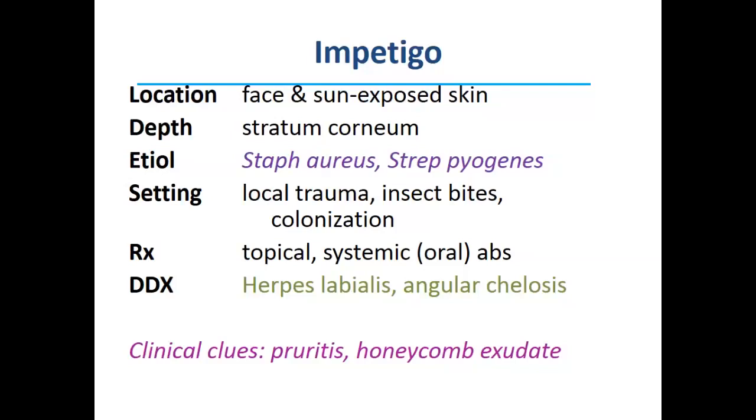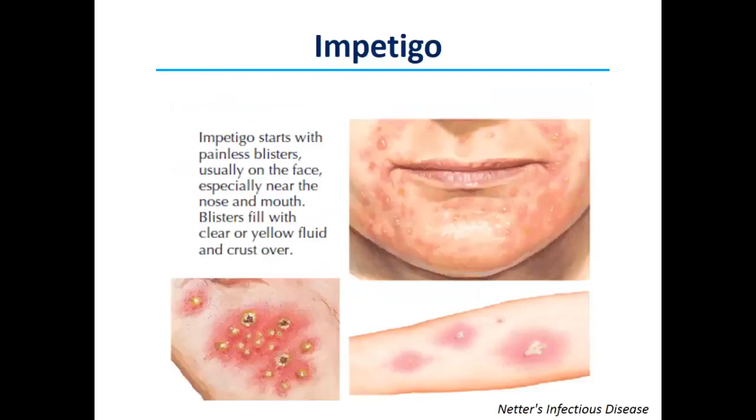So clinical clues are that this tends to be itchy, can be a very thick, sort of exudative, honeycomb exudate, and that's characteristic in children with impetigo, especially with staph. So here are some examples, often involving the face, a little bit of a honeycomb in here. This almost looks a little pustular, I would say, but it's not. It's more of this sort of exudative process.